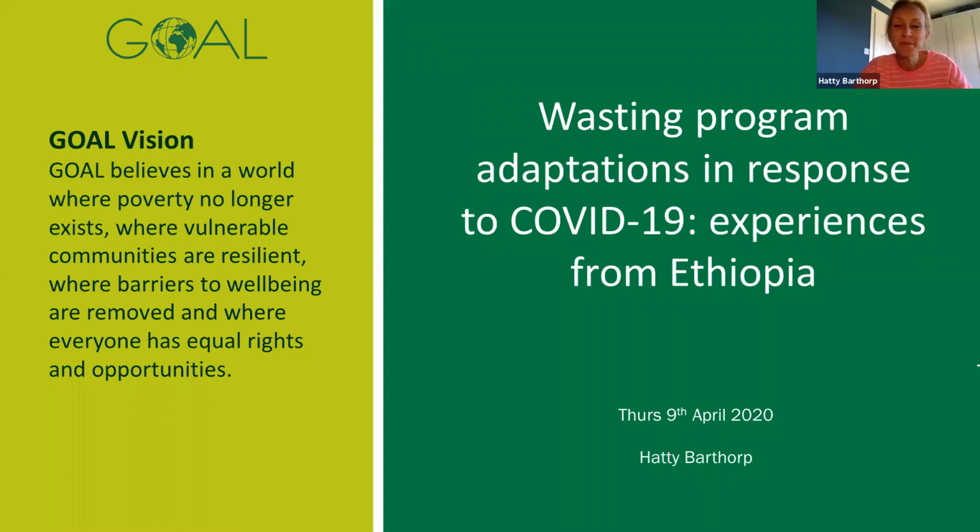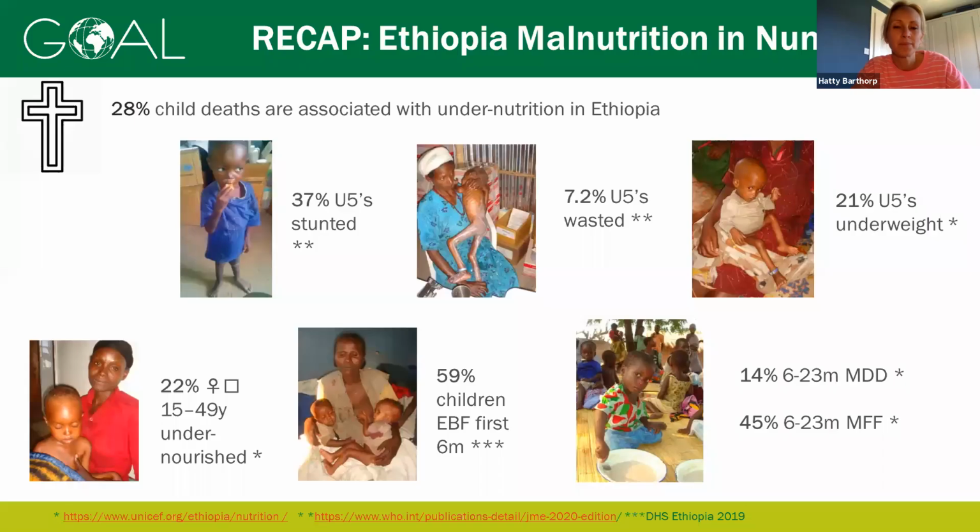Thank you. Can we go to the next slide, please? So first, I just wanted to give everyone a recap of the malnutrition in numbers in Ethiopia, just as an overview. So we've got around 28% of child deaths associated with undernutrition. 37% of children are stunted, 21% are underweight, 7.2% of under 5 suffer from wasting, and we've got 22% of women of reproductive age who are undernourished.